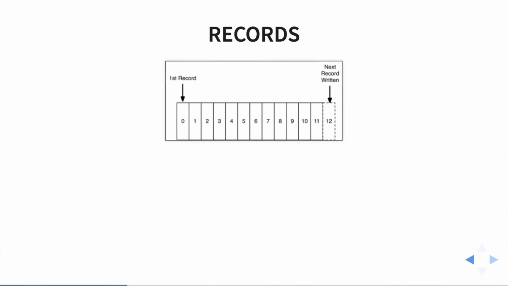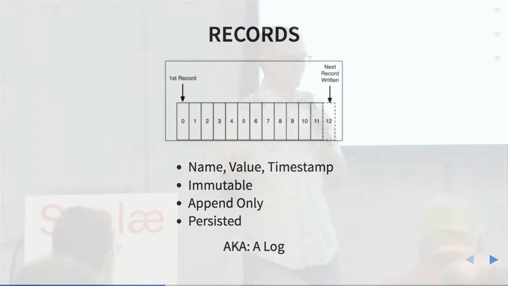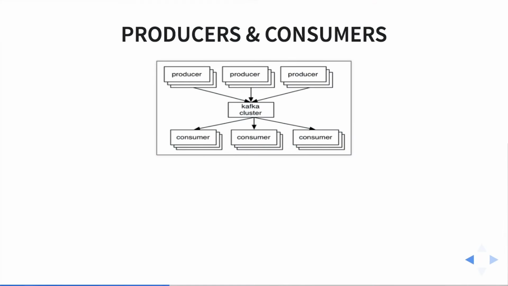Let's talk about what Kafka actually is. One of the core pieces of Kafka is something called a record, which could also be called a message or an event. A record has a name, a value, and a timestamp. It's immutable, append only, and persisted. So essentially this is a log. Because this is built into a cluster, it becomes a distributed log. So that's what a record is. Sorry, I'm going fast, but we have 20 minutes.